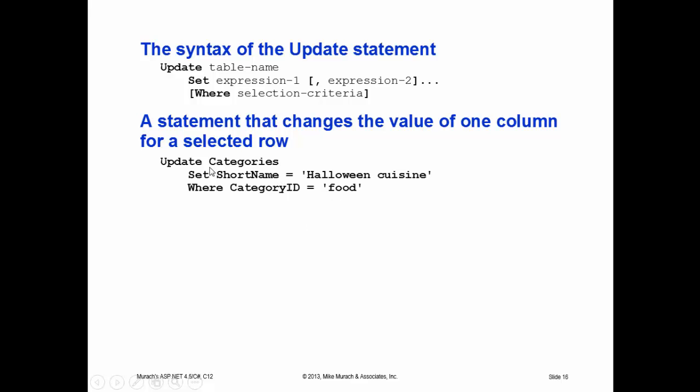This is an example of an actual update statement. So we're updating categories. We're going to set the short name to Halloween cuisine, where the ID is equal to food. So that would update a single row.